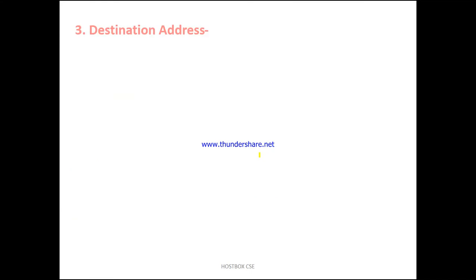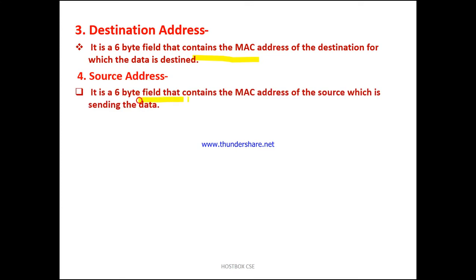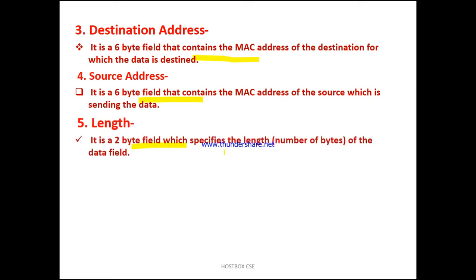Other fields like the destination address: it's a 6-byte field that contains the MAC address of the destination for which the data is destined. And the source address, as I just told you, is a 6-byte field that contains the MAC address of the source which is sending the data. And length is a 2-byte field which specifies the length of the data field. That means the length of the data, and also what type of data we are going to transfer. It's required because Ethernet uses variable size frames, remember.